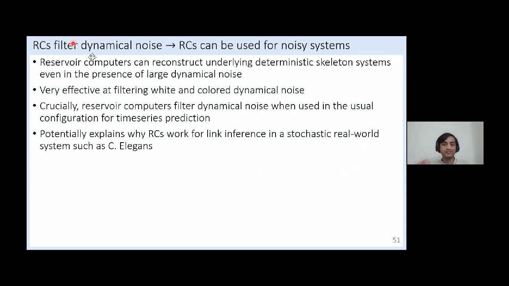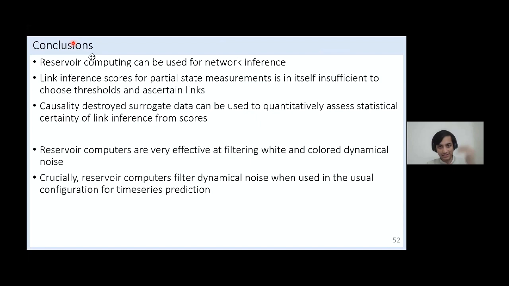So we see that reservoir computers can reconstruct underlying deterministic dynamical skeleton systems. It's very effective at filtering both white and colored dynamical noise. And because this was just treating the reservoir in the usual prediction task, potentially this explains why reservoir computers work well for link inference, even when working with stochastic real-world systems such as C. elegans. With that, I'd just like to put all of my conclusions up again.